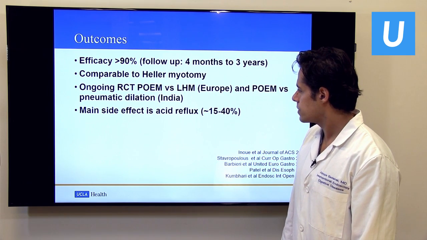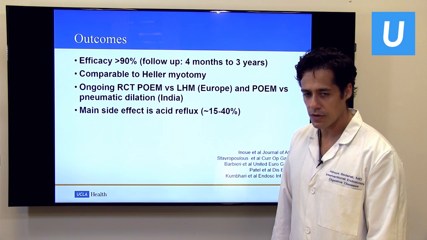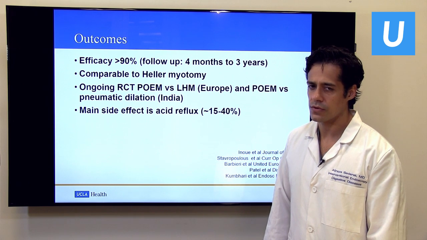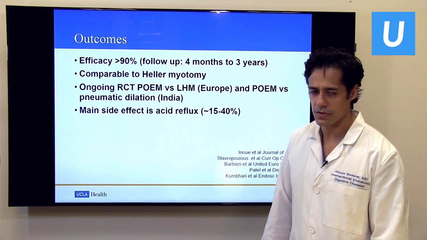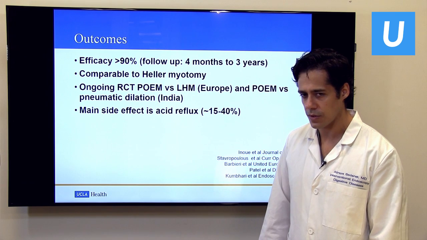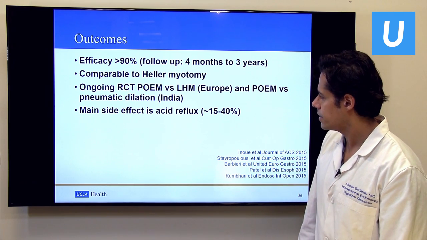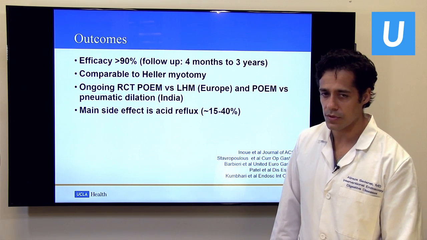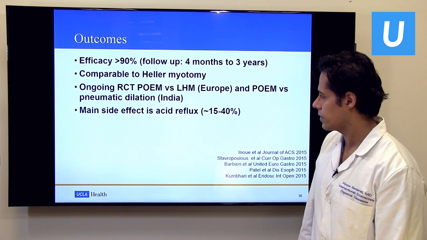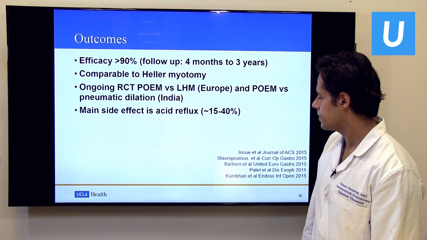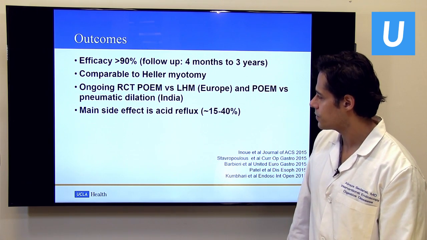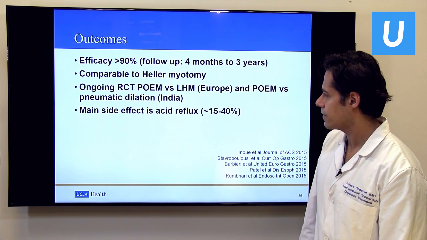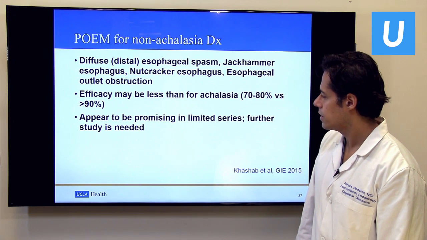So in terms of outcomes, it's very promising and encouraging. People are very excited about POEM. More than 90% of patients do fantastic with resolution or near complete resolution of their symptoms, and their lives are completely changed. They can eat what they want to, they gain weight, and generally very happy. It seems to be comparable to Heller myotomy, and maybe for some types of achalasia better, potentially for type 3. And there's ongoing comparative trials looking at POEM versus other modalities. The main side effect is acid reflux, and anywhere from 15 to 40% of patients can have acid reflux, and we'll talk about that.